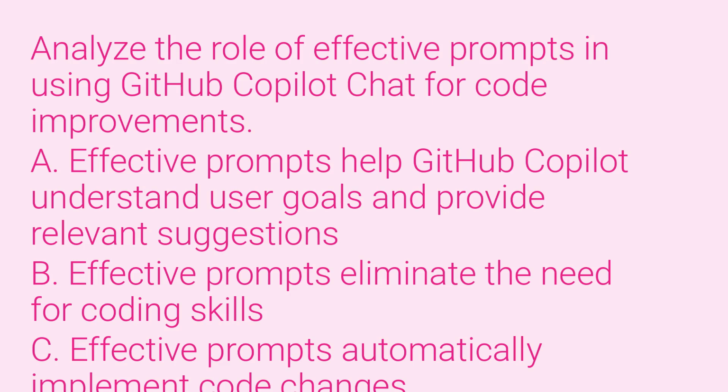Analyze the role of effective prompts in using GitHub Copilot Chat for code improvements. A. Effective prompts help GitHub Copilot understand user goals and provide relevant suggestions. B. Effective prompts eliminate the need for coding skills. C. Effective prompts automatically implement code changes. D. Effective prompts replace the need for code reviews. Answer. A. Effective prompts help GitHub Copilot understand user goals and provide relevant suggestions.